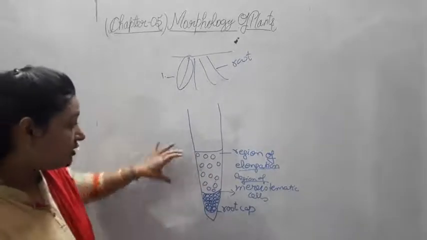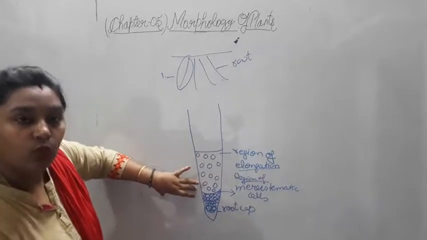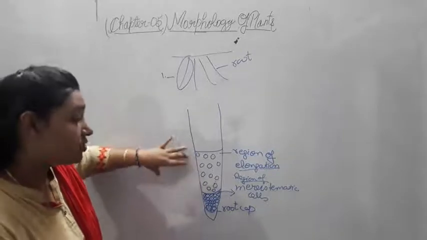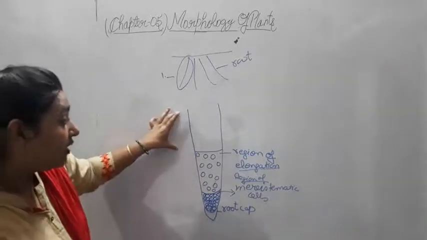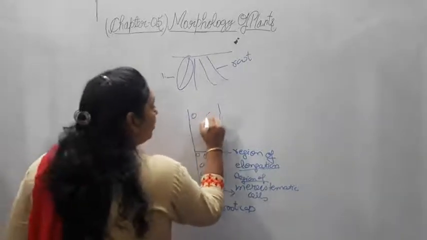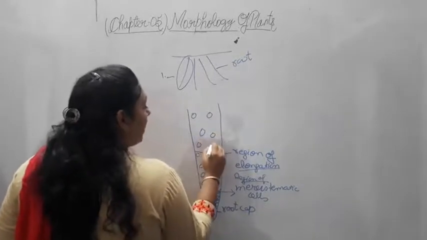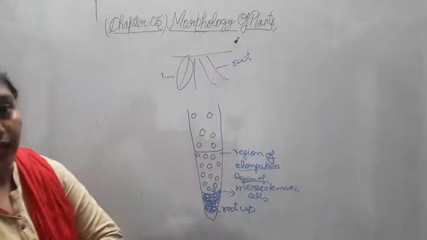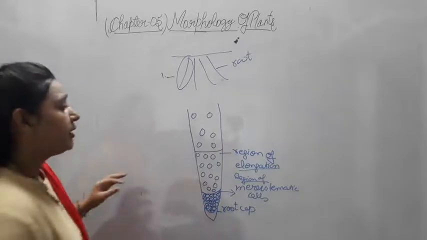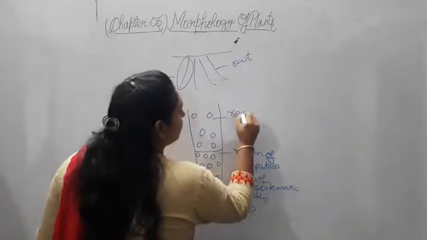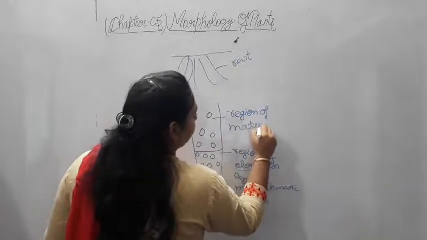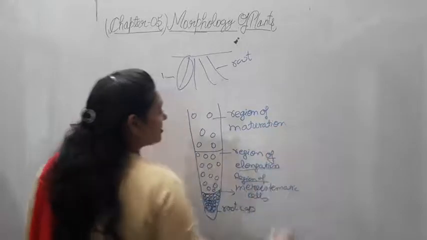Now when this is going down and increasing in length towards the gravity, it is not going upward, it is going towards the gravity. At that time, at this place, it is leaving some cells which are not able to divide now. They have lost or are losing the ability to divide. Why? Because they have matured. So this is the region of maturation.